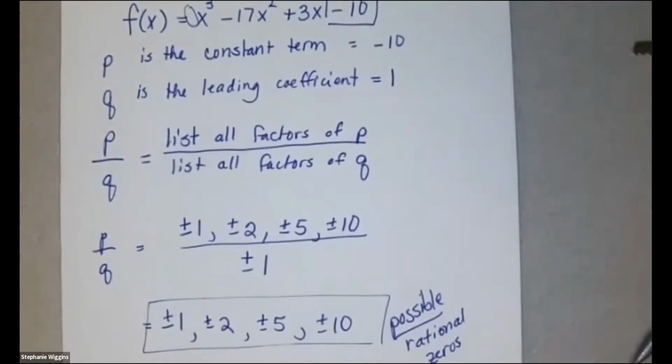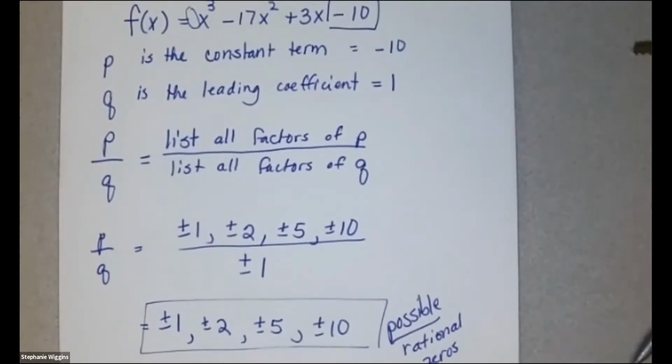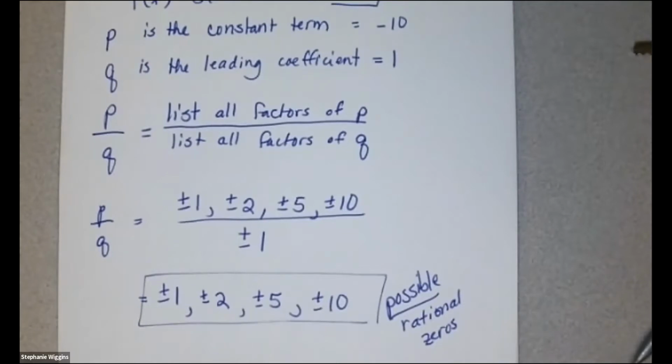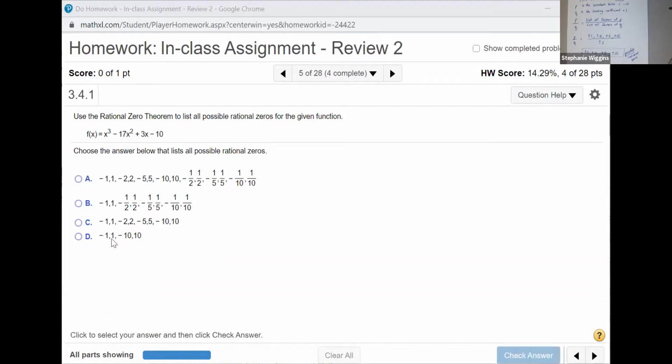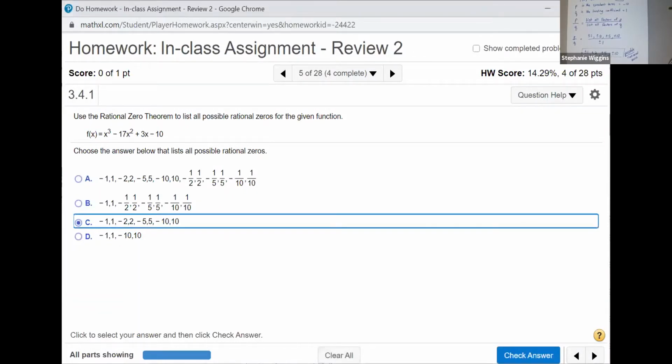Okay, that's how you do the rational zero test. So if I say list all the possible rational zeros, then this is what you would do. You would take your constant and your leading coefficient, form a ratio, and then list all the possible factors in the numerator and in the denominator, and then do your division like that to get your answer here. Okay. So C is the correct choice.